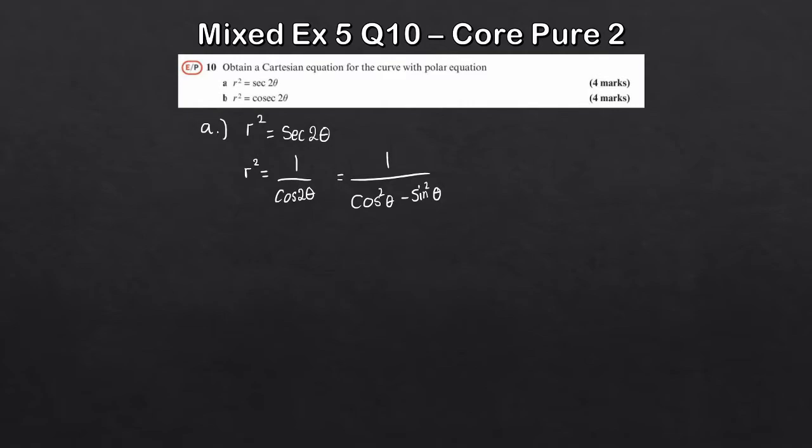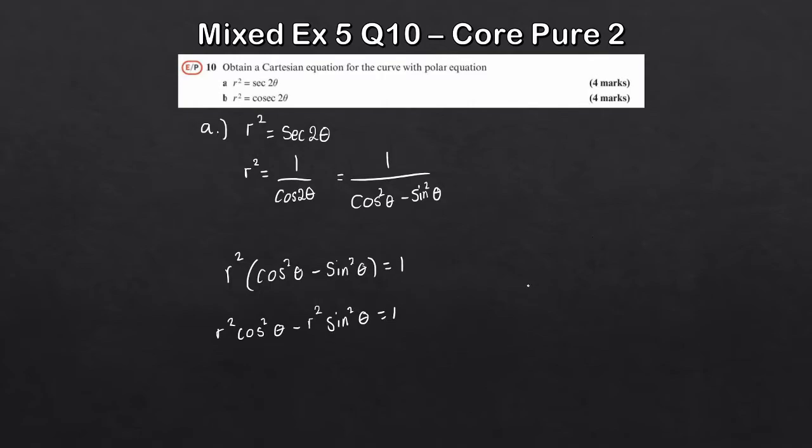So using this now, we can write this as r squared times this expression here. Because don't forget, r squared is just equal to 1 over this, so times both sides by cos squared theta minus sine squared theta. That's equal to 1. If I expand this left-hand side, I'm going to get r squared cos squared theta minus r squared sine squared theta. This is equal to 1.